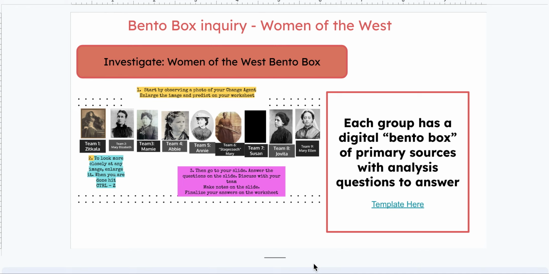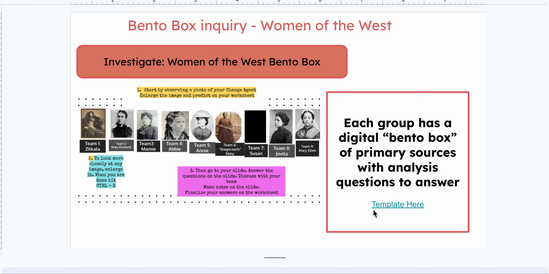Right. The next step of inquiry is to investigate. And for this activity, I've included a template of how to integrate this step. So the Bento Box activity started as actual manila folders of documents that students could look through, and it has had this tactile element to it of them piecing together this mystery.